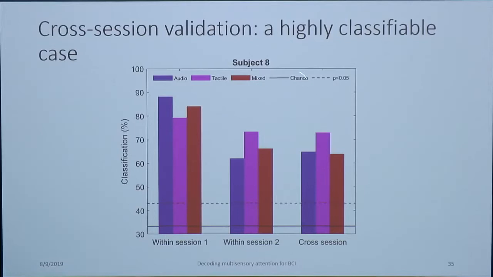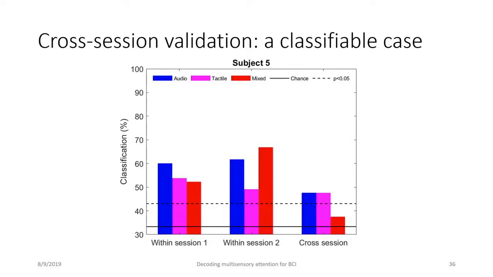Here I'm showing a particular subject whose EEG is very classifiable. This is the result for training and testing on the same session, and here is the same for the second session. The last column shows the results when I train on one session and test on the other, and vice versa. It turns out that for this subject, at least, using a different day's data to train the model could also predict pretty well on the second day's data, and vice versa.